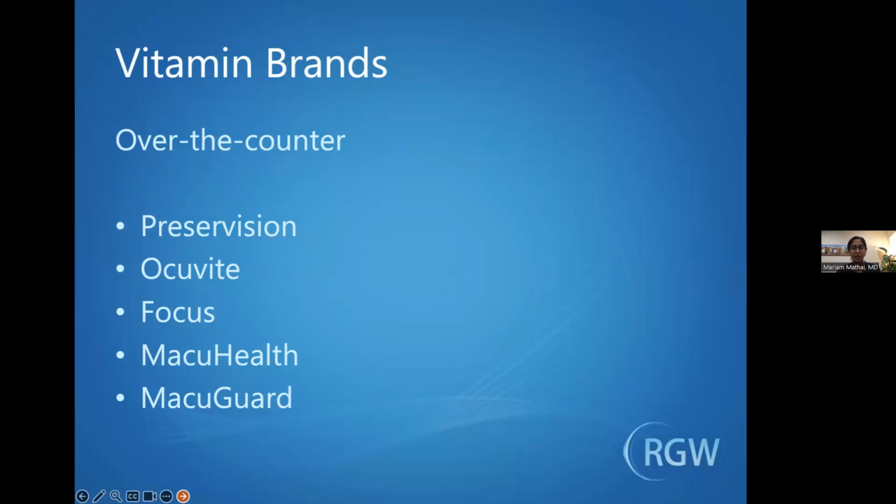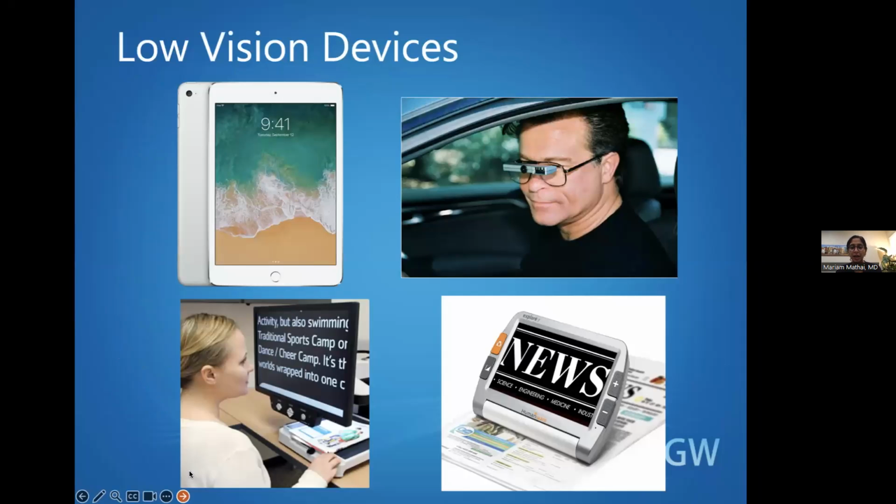Again, the main brand that you hear a lot is PreserVision, but there's also Ocuvite, Focus, MacuHealth, and MacuGuard. For patients who are affected with the geographic atrophy and have vision loss, there are a ton of low vision devices out there, and low vision specialists in the DC, Maryland, and Virginia area.